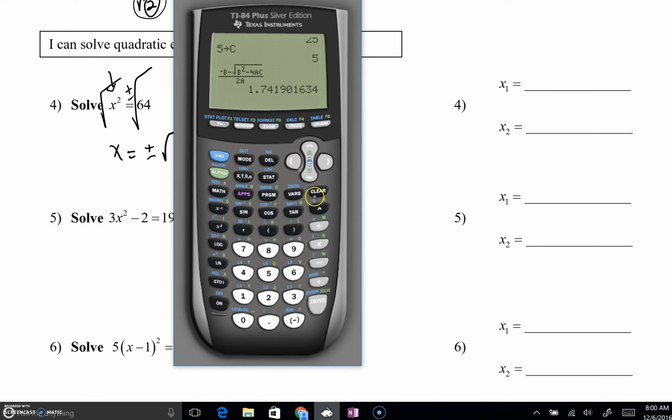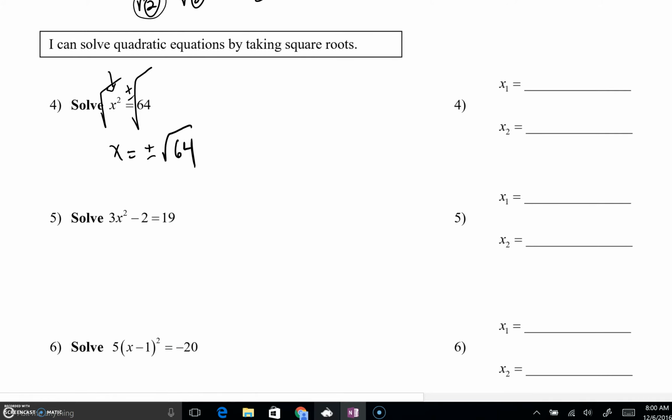Just want to point out to you that there are some problems where you have a perfect square. The square root of 64 is simply 8. You're really saying what number times itself is 64? The answer would be 8. So you have positive 8 and negative 8.